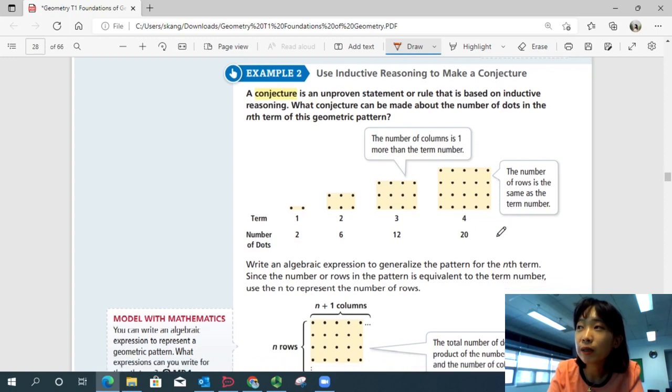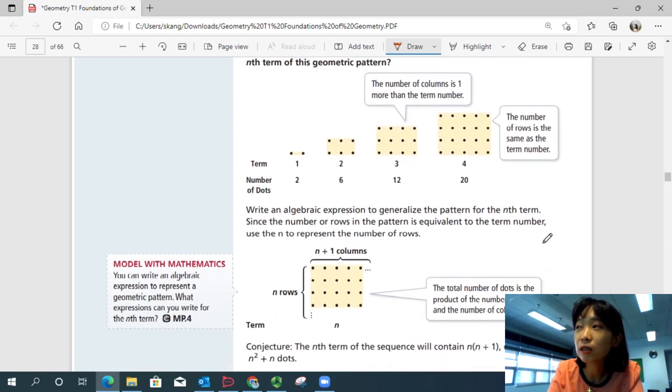So you can write an algebraic expression to generalize the pattern for the nth term. Every time the term number is getting bigger, the number of dots is also getting bigger by a larger number. So you can use n as a variable to represent the number of rows. You have n number of rows, and the columns will always be 1 greater than the number of rows.